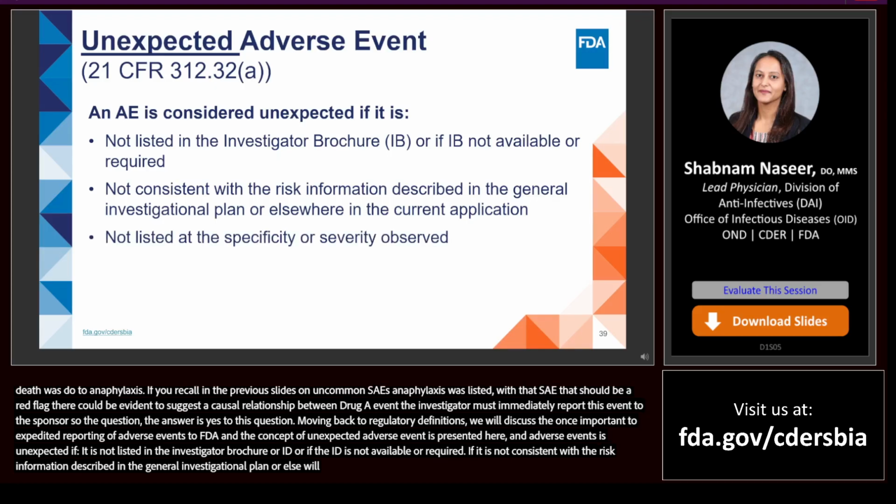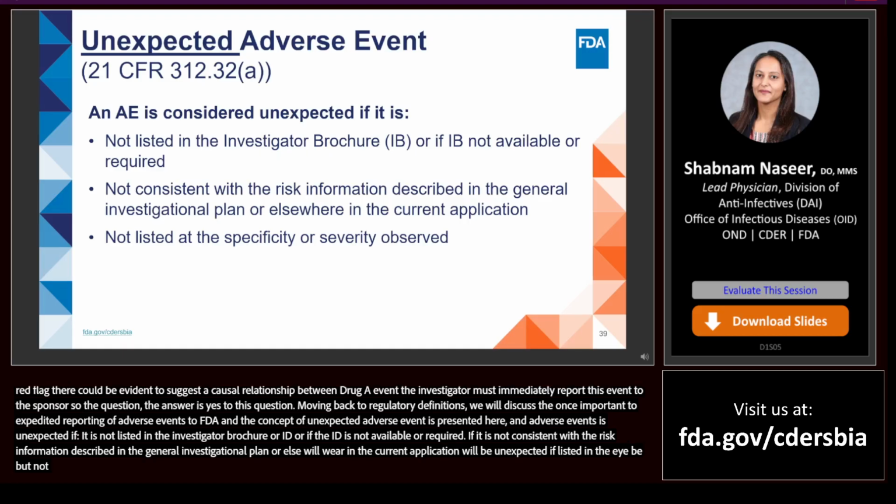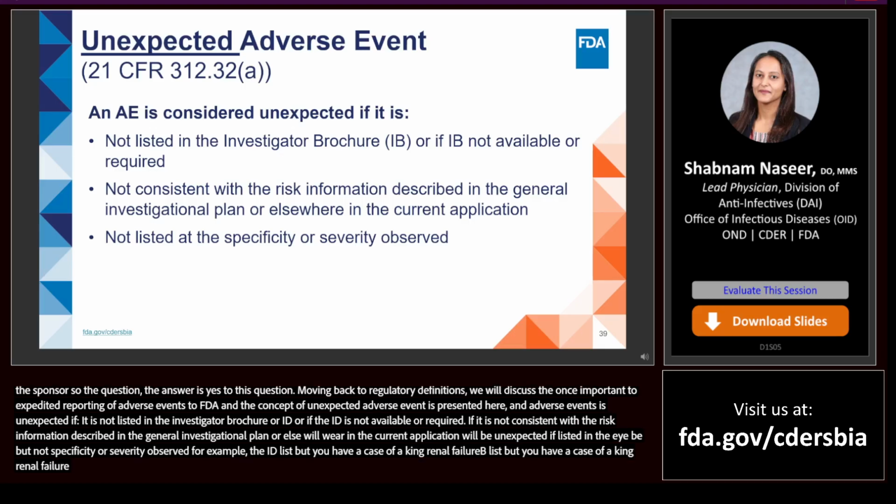It would be unexpected if it's listed in the IB, but it's not at the specificity or the severity observed. For example, the IB lists increased creatinine, but you have a case of acute renal failure, and that would be considered unexpected by virtue of greater severity. Other examples would be if you have a cerebral thromboembolism, and this would be considered unexpected by virtue of greater specificity if the IB listed only CVA or cerebrovascular accident.